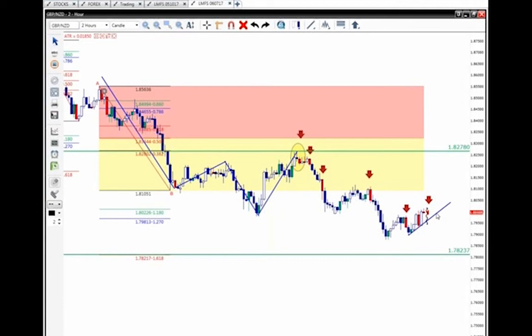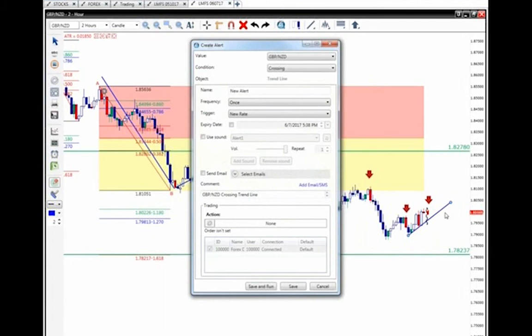The neat thing about our charting software is that you don't have to sit in front of your charts and wait for the market to break below that trend line. You can come in here, right click on that counter trend line, and we can add an alert on that trend line, meaning that when the market crosses below that counter trend line, it can send you an email, it can send you a text alert alerting you that it's going on there. And you can simply just pull up your charts and come in here.